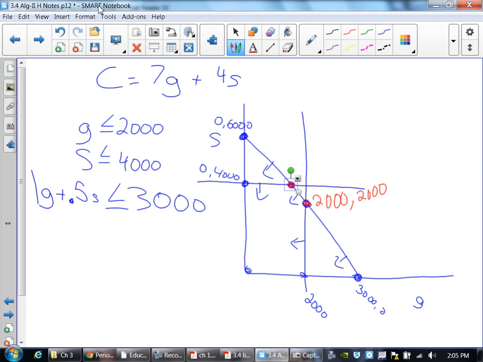Over here, we know that the S value is 4,000. So something plus 2,000 is 3,000. What's the something? 1,000.